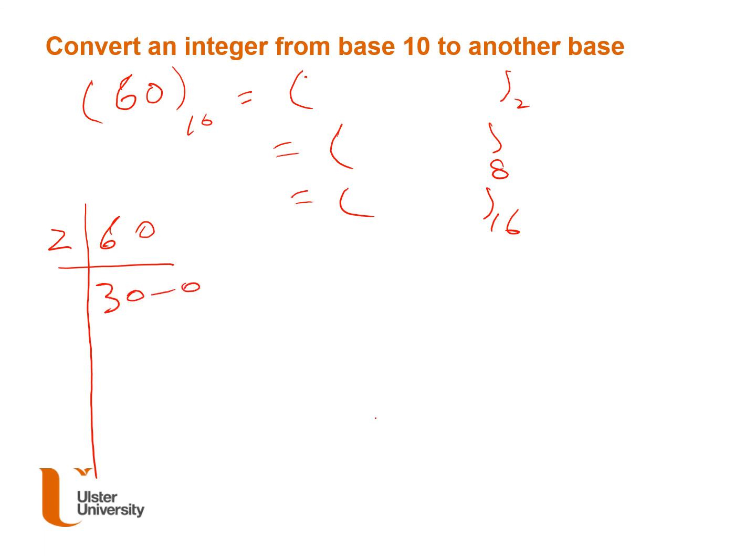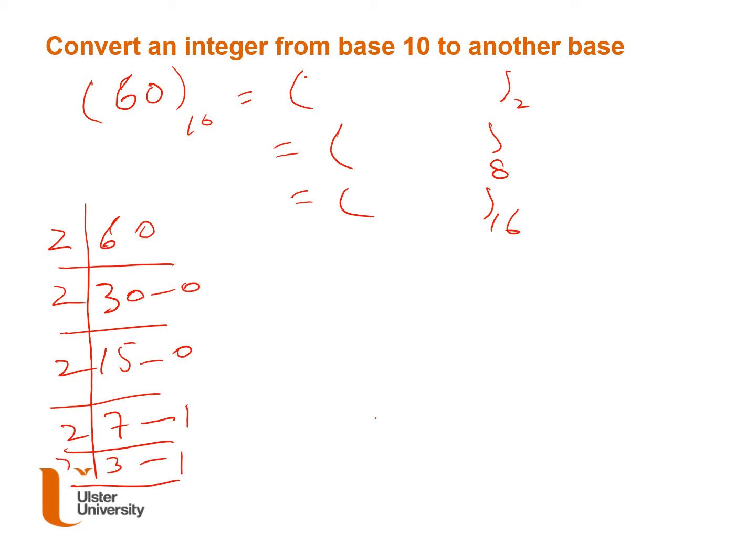2 30s are 60, remainder 0. 2 15s are 30, remainder 0. 2 7s are 14, remainder 1. 2 3s are 6, remainder 1. And 2 1s are 2, remainder 1. It would be 1 1 1 1 0 0. When we convert 60 from base 10 to base 2, it will be 1 1 1 1 0 0.